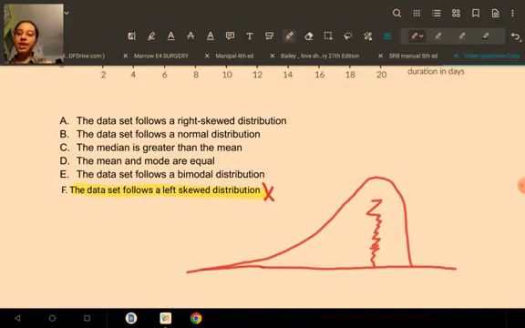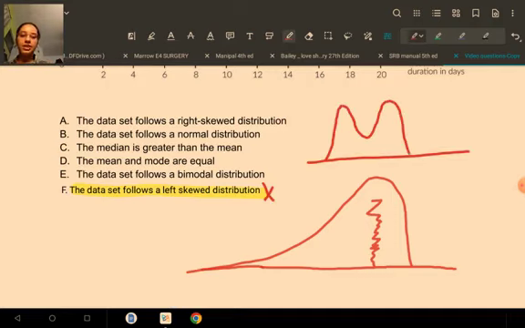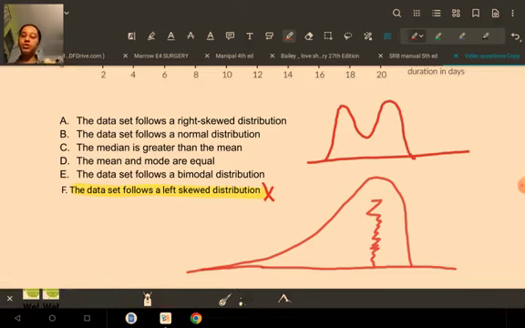Then next we have the data set follows a bimodal distribution. It would have a bimodal distribution if it had, let's say, two peaks like this. Then we would say that it has a bimodal distribution. There would be two peaks within the histogram. This happens when there are two groups within the study population. But this data clearly has a left-sided peak.